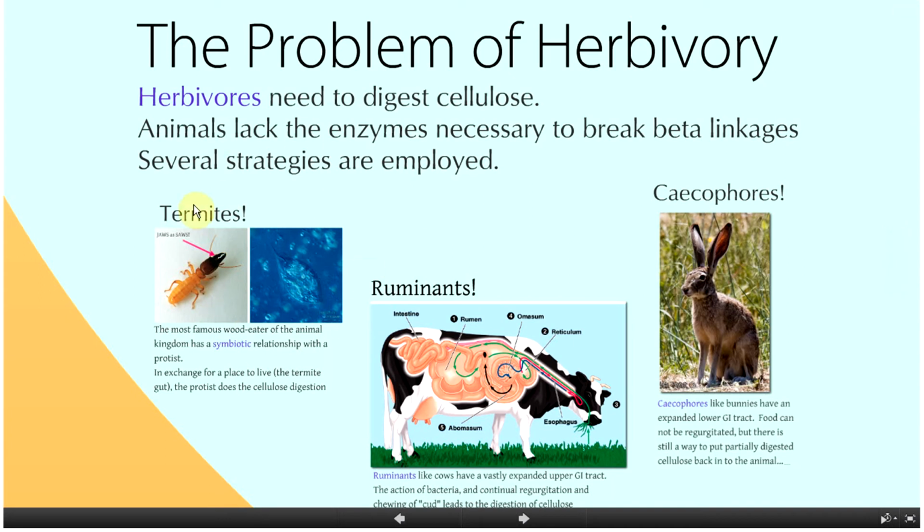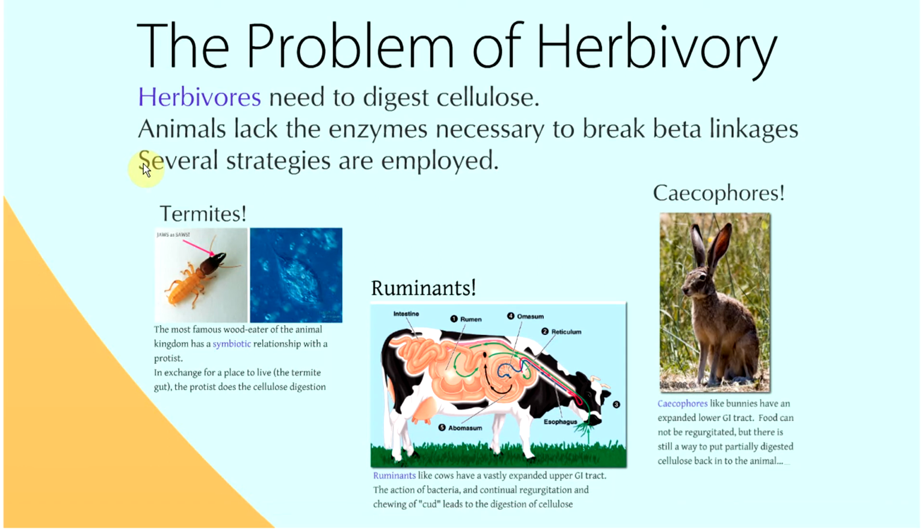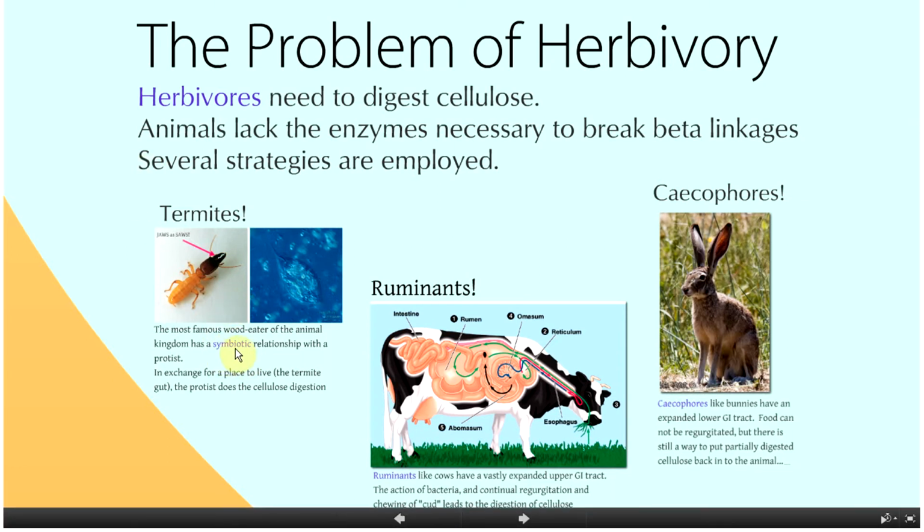Termites are another example of an organism that's pretty well adapted to breaking down cellulose, since all it does is eat wood, which has a lot of cellulose in it. They have a symbiotic relationship with a small single-celled organism, a protist. The termite gives the protist a real nice place to live in its gut, and the protist helps with the cellulose digestion.